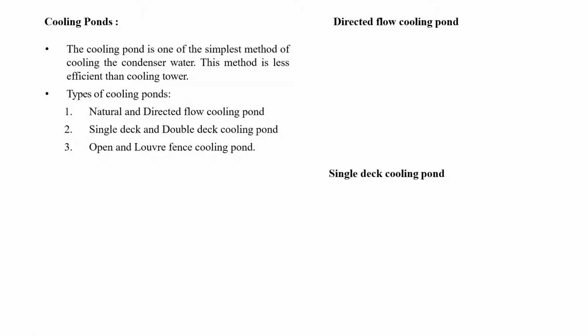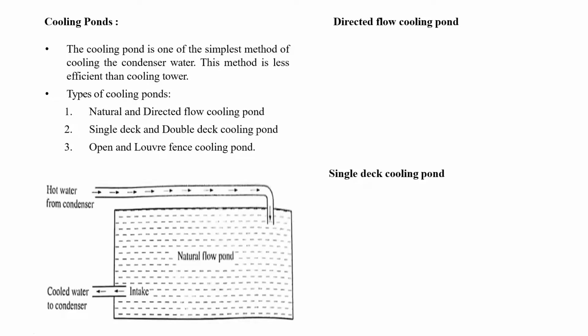Last one is cooling ponds. As we have seen, the cooling pond is one of the simplest methods of cooling the condensed water. This method is less efficient than cooling towers. There are also types of cooling ponds used in small power plants. In larger power plants, the cooling pond is of larger size, and after cooling, that cooling water is taken to the condenser from the cooling ponds through strainers. Whereas in some other moderate and smaller power plants, there are types of cooling ponds.